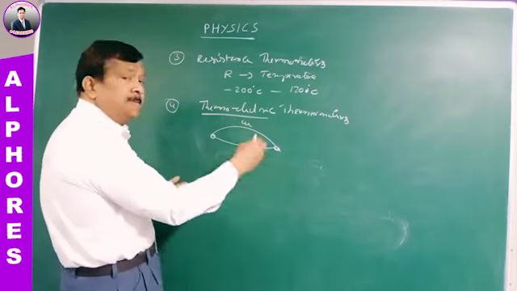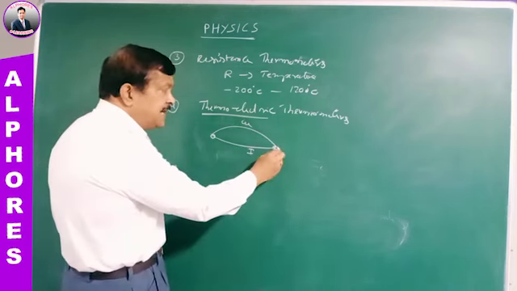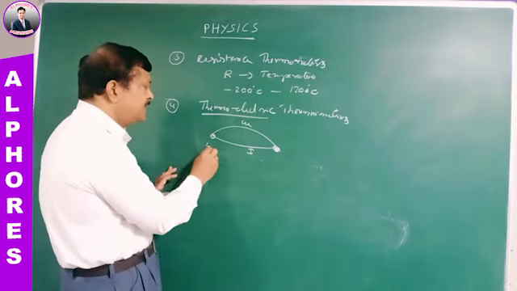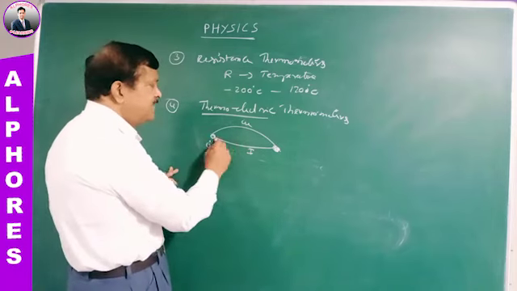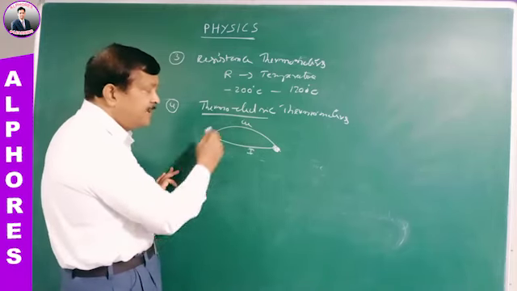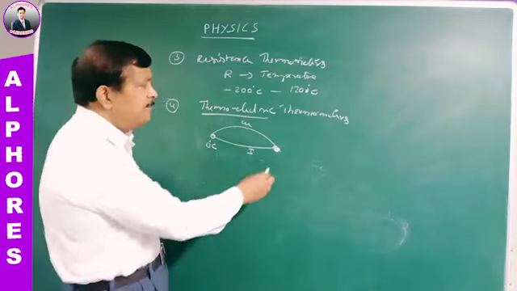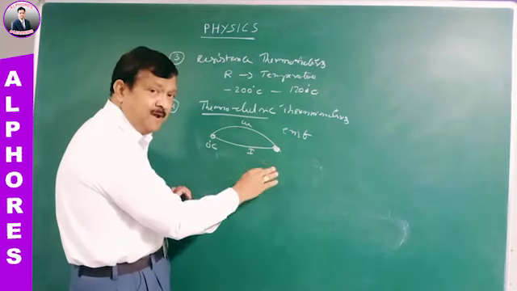Suppose you want to measure the temperature of a body. Keep one junction in contact with that body and keep the other junction at some temperature like 0 degrees centigrade. Then there will be a temperature difference created. Because of this temperature difference, an EMF is generated. By knowing the EMF, that is called thermo EMF.